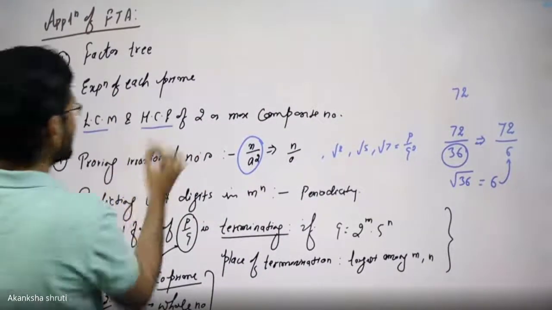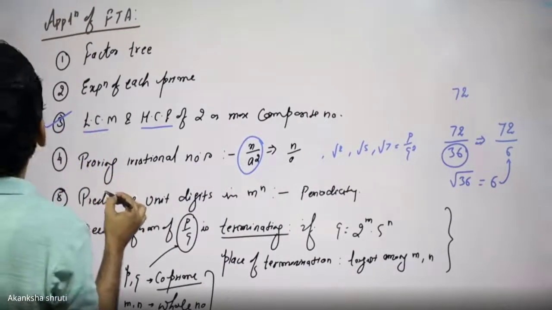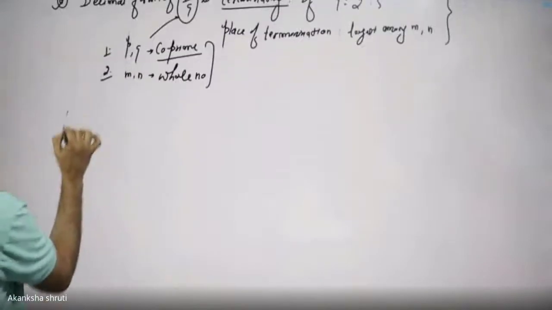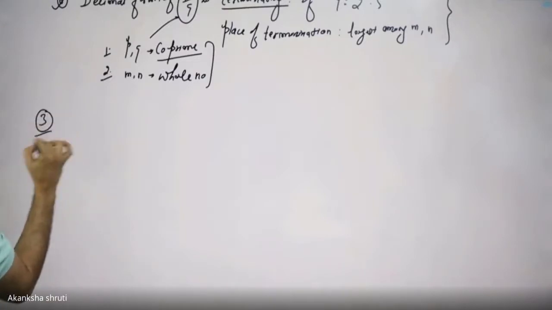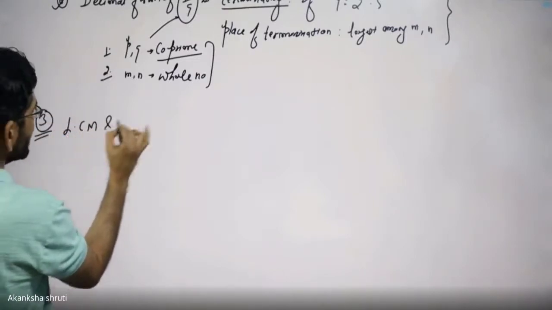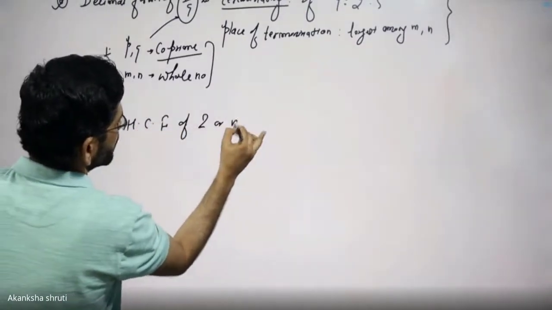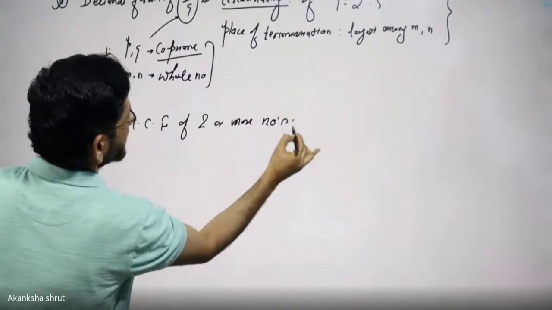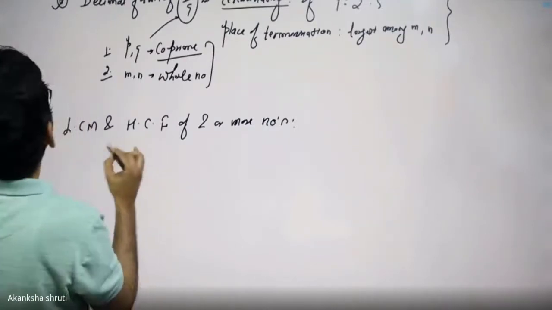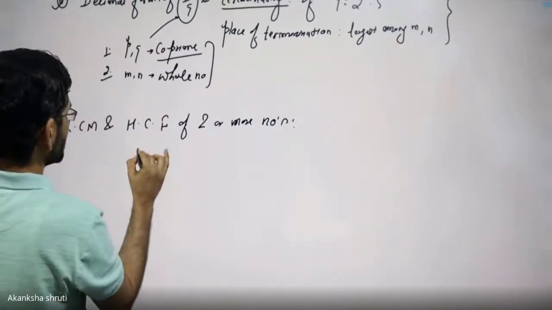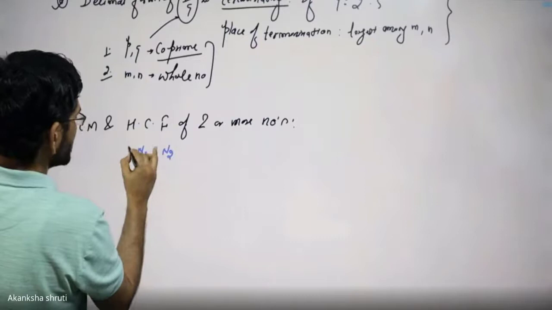Coming to LCM and HCF, I am going to write about this. It is most important. Students, let us focus on LCM and HCF, because there are certain formulas. So the LCM and HCF of two or more numbers: wherever we are given two or more numbers, let us consider two numbers, one be n1 and another be n2. These are the two numbers given to us.